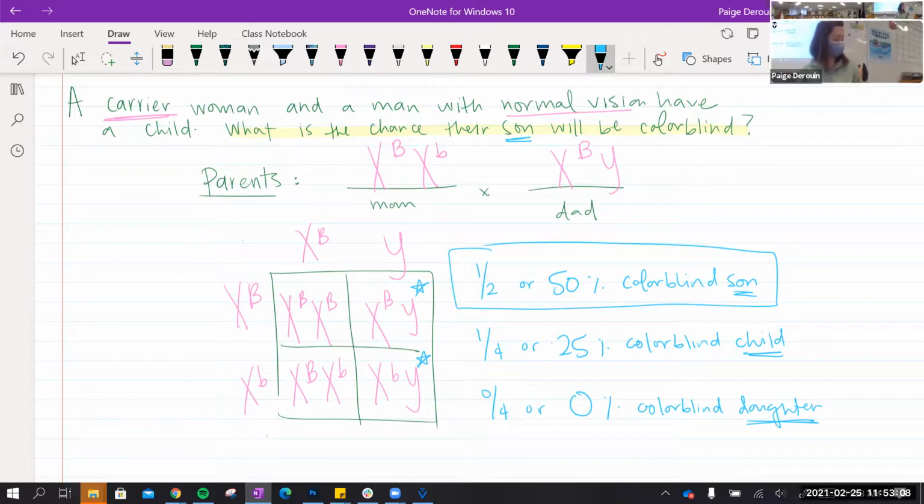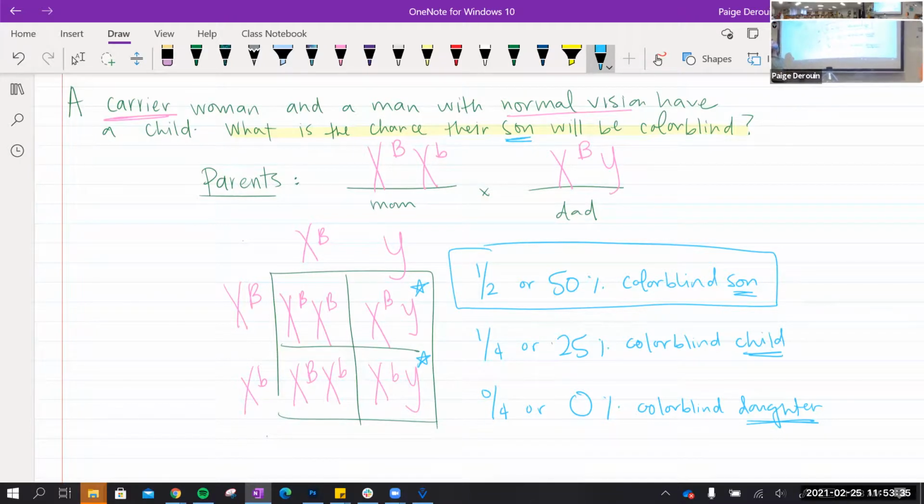Yeah, Caitlin. I'm kind of confused. Okay. Probably there's a 50% colorblind son and a 0% daughter, and it's just like a child. Like, what's the child? It's basically changing what the question is asking. So if you're just asking about sons, there's only 2 sons. Only these 2 are sons. So you do this one out of 2, 50.